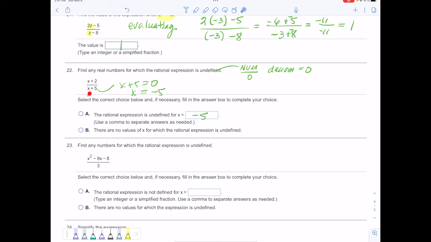If I replace this x with a negative 5, up here it's fine. Negative 5 plus 2 gives me negative 3. But in the denominator, I would get negative 5 plus 5, which is 0. And anything divided by 0 is undefined.